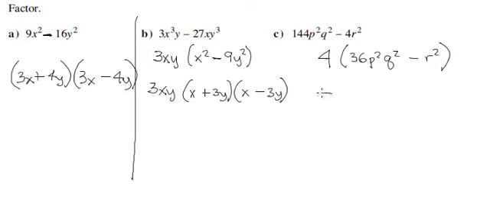And now, this is a difference of squares. So, two sets of brackets, plus, minus. The square root of 36p squared q squared is 6pq. The square root of r squared is r. And there you go, all done.